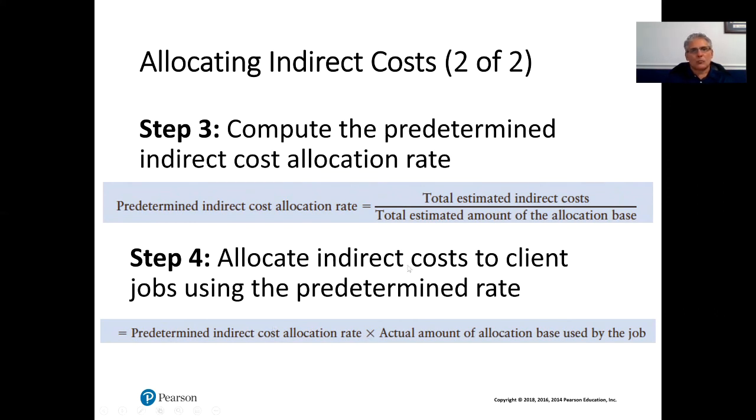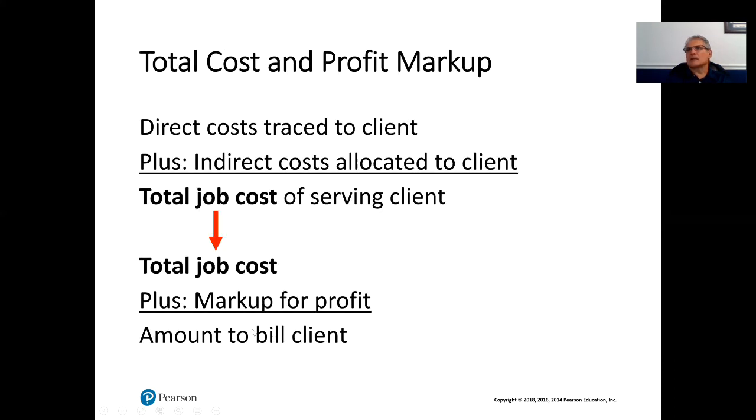And the actual amount of allocation base times the rate gives us exactly how we're going to allocate towards the specific jobs. Now, once we have the direct costs and we add the indirect costs, which were allocated, we come up with our total cost for serving the client. We're going to add our markup, and that's the amount that's billed to the client.